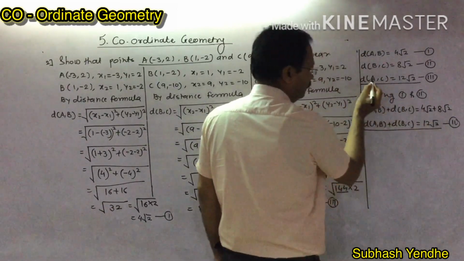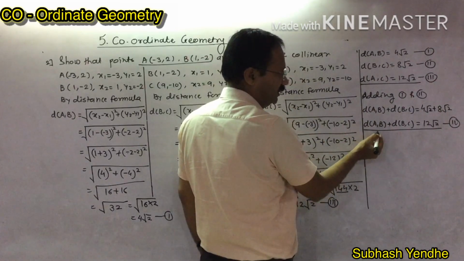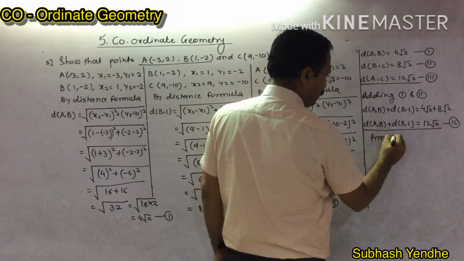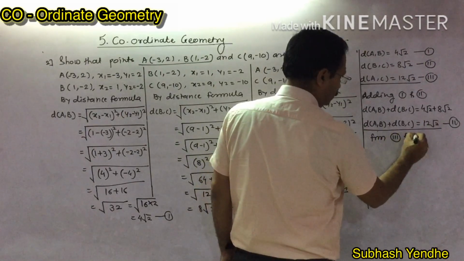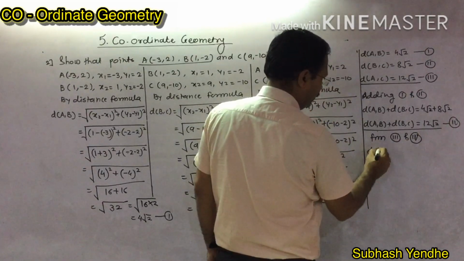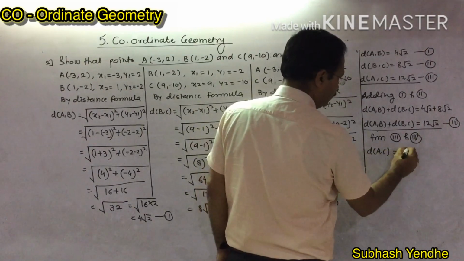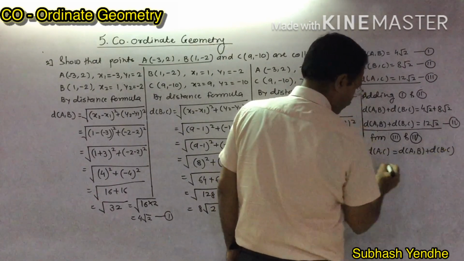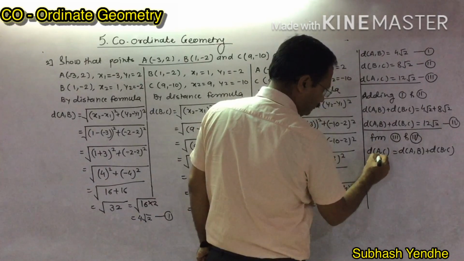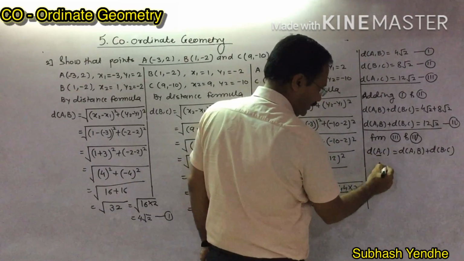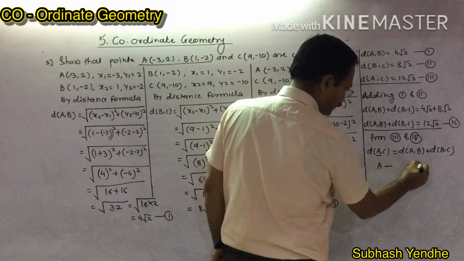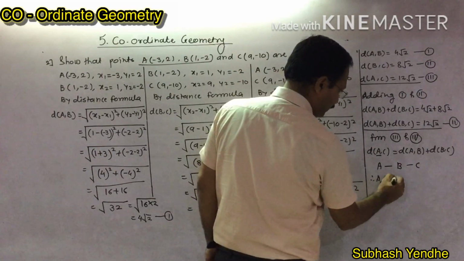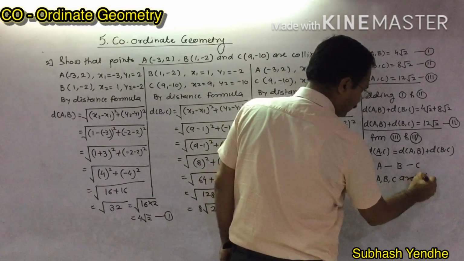Now see this, whether the third and the fourth are the same? Yes, their answer is the same. So we can say that from the third and fourth, we get distance AC is equal to distance AB plus distance BC. So from that we will understand that the first point is A, then the last point is C, and the middle point is B. Therefore A, B, C are collinear.